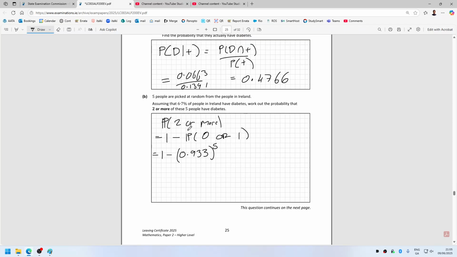2 or more have diabetes. The opposite of that is 1 minus 1 or fewer. So this is, they're all diabetes free, and then one of them has diabetes. So that's 5 choose 1, which is just 5 actually. No need for the C here. And then 4 of them free of diabetes, and one of them with diabetes. Type this in right.